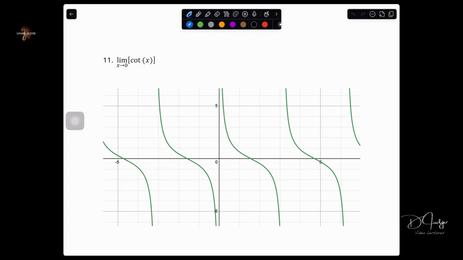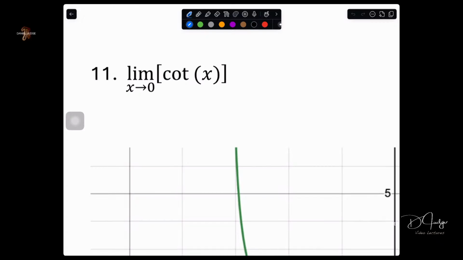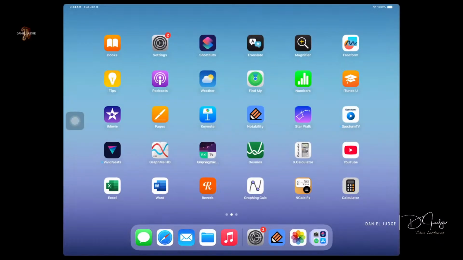All right. We're going to work on more of these limits of trigonometric functions that have vertical asymptotes, and the cotangent function certainly has vertical asymptotes.